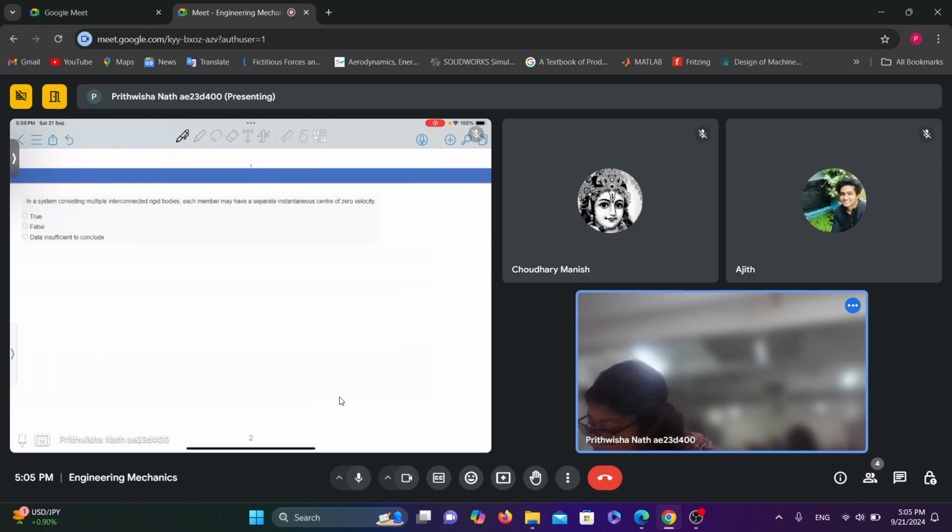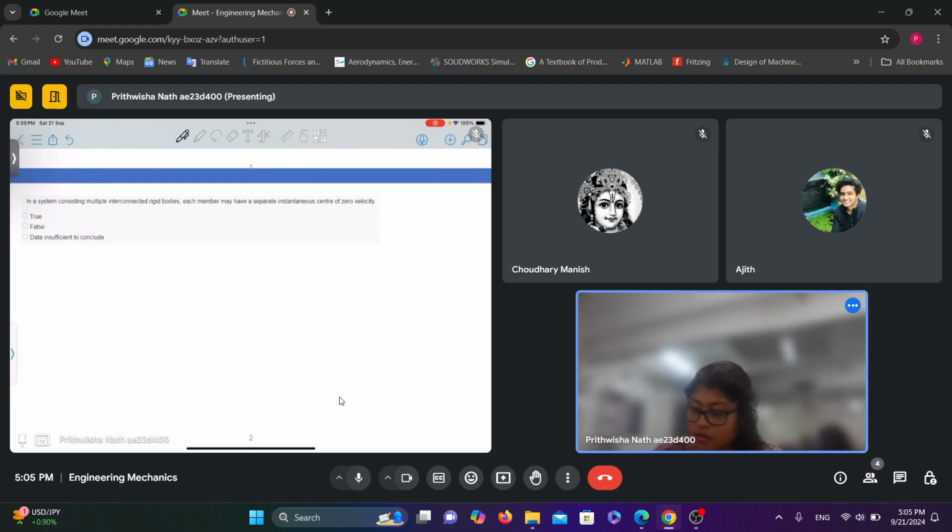For the first problem, in a system consisting of multiple interconnected rigid bodies, each member may have a separate instantaneous center of zero velocity. So this is true. In case of a system where there are multiple interconnected rigid bodies, each member can have a separate instantaneous center of zero velocity.